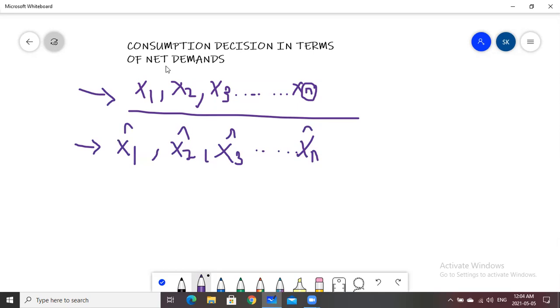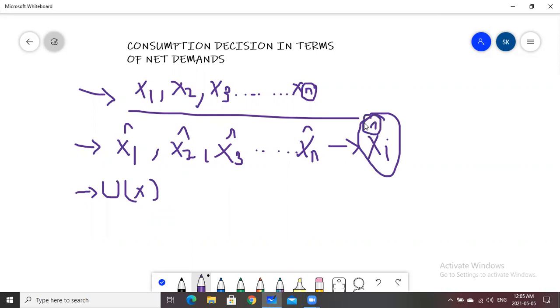What next do we have over here is the consumer's utility function, that is u(x). It can be rewritten now as a function of net demands. If we want to study the net demands of n number of goods, we will write it as xi hat. Let's call it hat instead of star. So when I say hat, I mean this particular symbol.